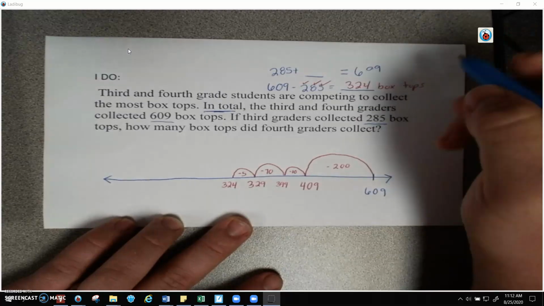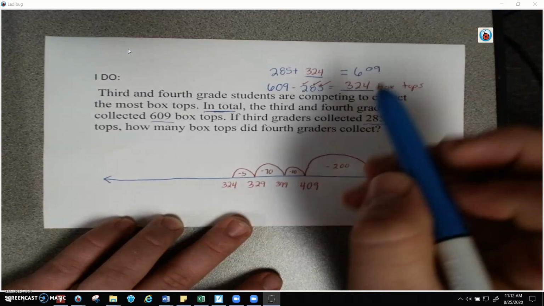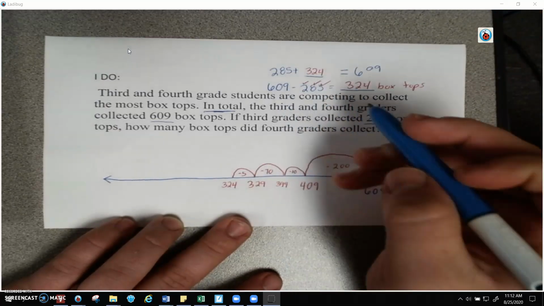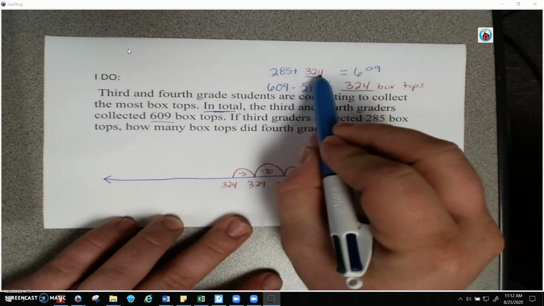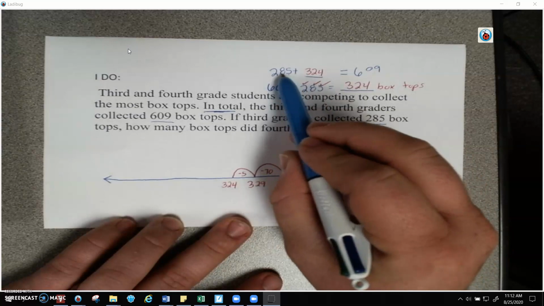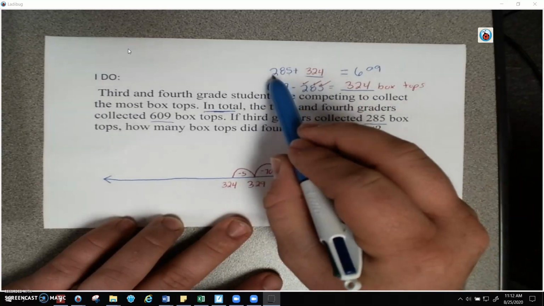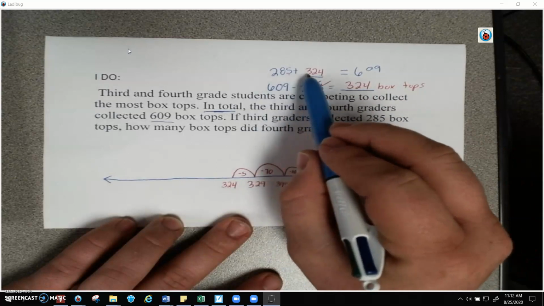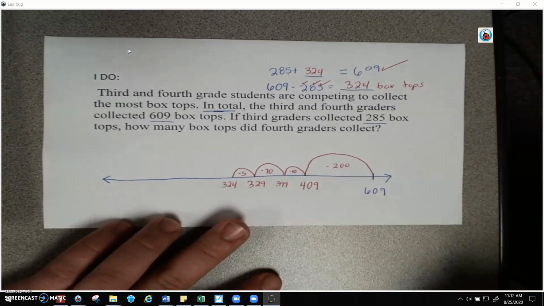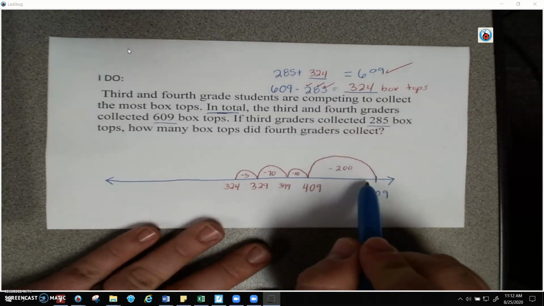And I could also put 324 in here and check my work right here. 4 plus 5 is 9. 2 plus 8 would give me a 10 with an extra going to the hundreds, and then 2 plus 3 is 5, plus that extra would be 6. All right, so I've checked my work, and there's my answer. Again, this time I started and worked backward.